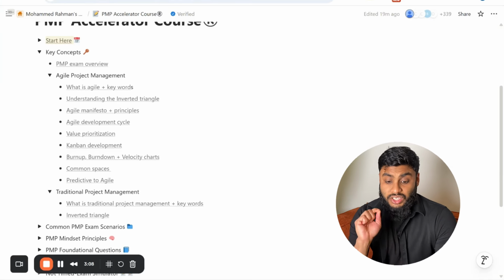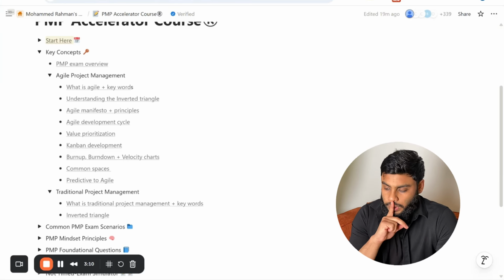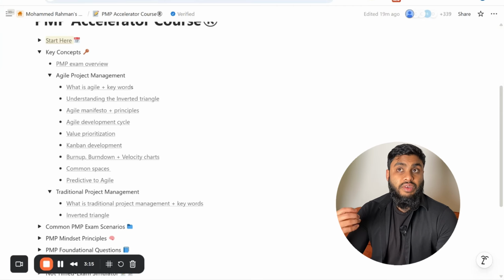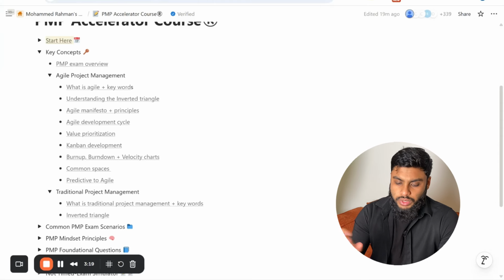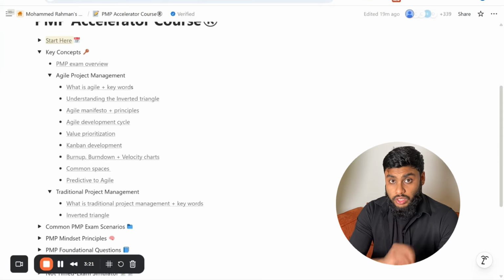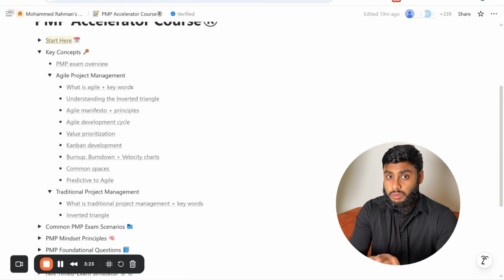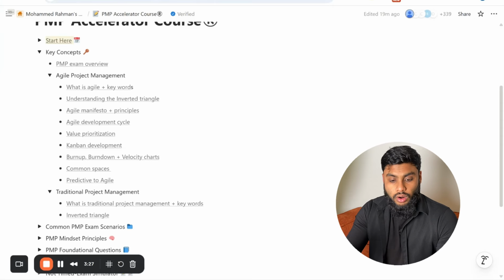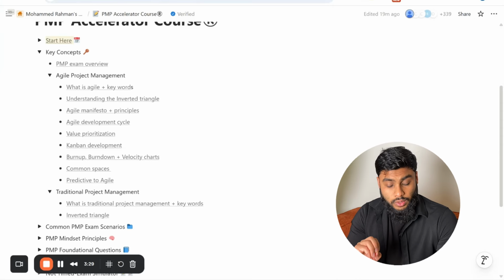Okay, Agile manifesto plus principles. Okay, what is the Agile manifesto? Have a bird's eye view. Have a general understanding of what that is. What are some principles that are associated with Agile concepts? These are not our project management 23 mindset principles. These are principles that are specifically for Agile.